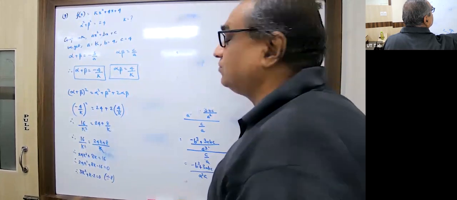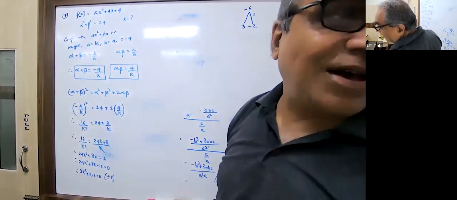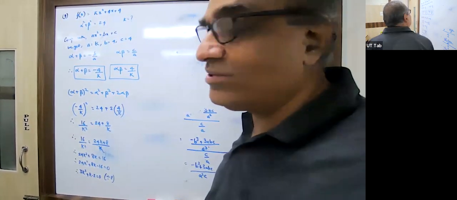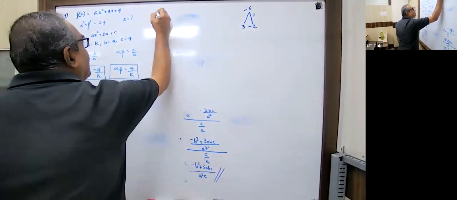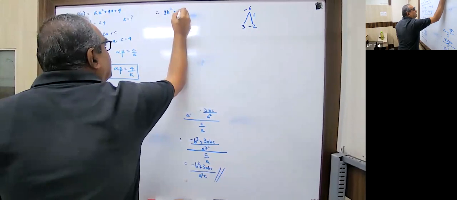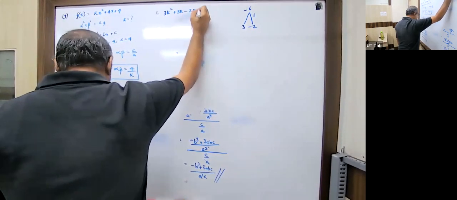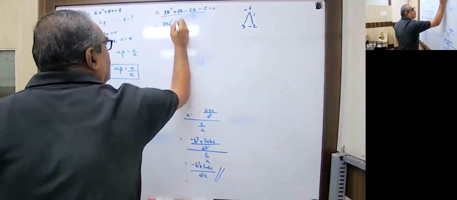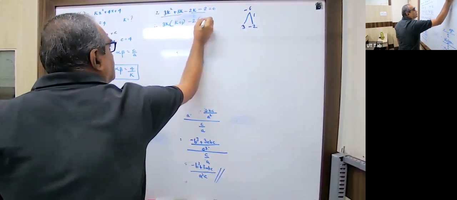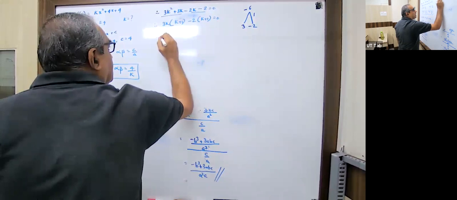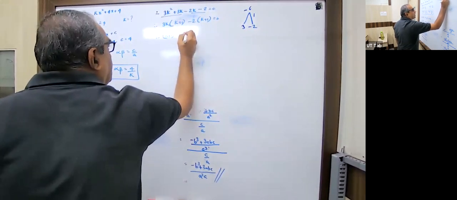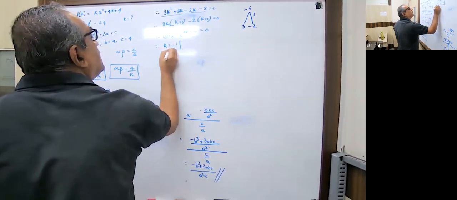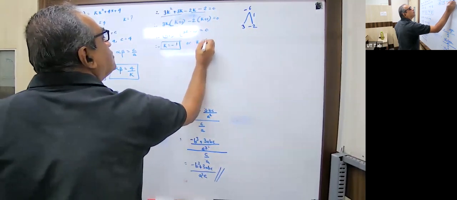3 and minus 2. 3 plus 2 is 5 यार. अपने को 1 चाहिए. 3 and 2, ऐसे बोलते जाते हैं. 3k squared plus 3k minus 2k minus 2 is equal to 0. 3k into k plus 1 minus 2 into k plus 1, so k plus 1 into 3k minus 2 is equal to 0. k is minus 1 or k is 2 by 3.